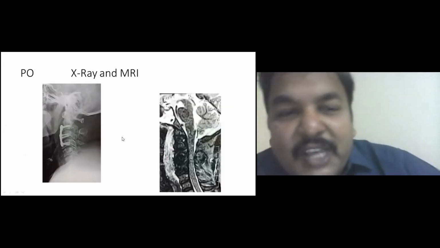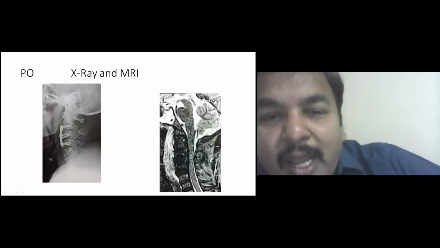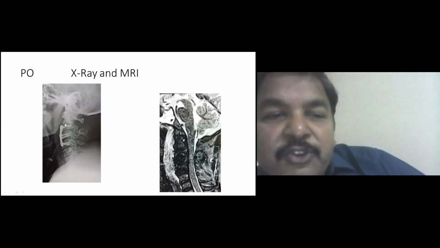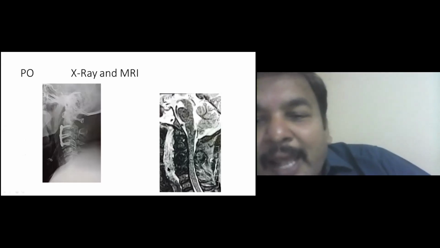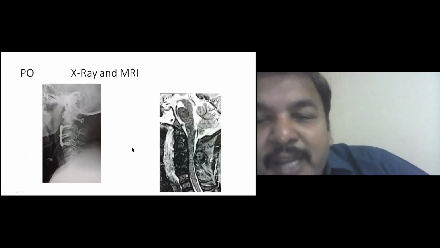In the previous case, again, we had to remove the hardware, and we went anteriorly and fused from C2 to C4. And this is the result: the postoperative MRI shows a beautiful realignment of the cervical spine with the surgery.